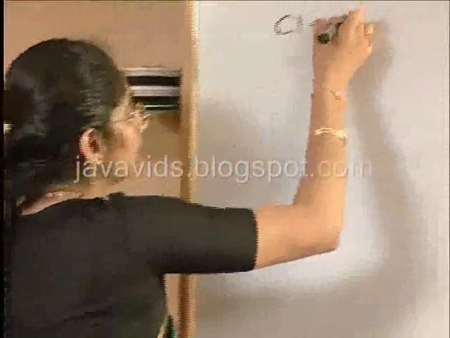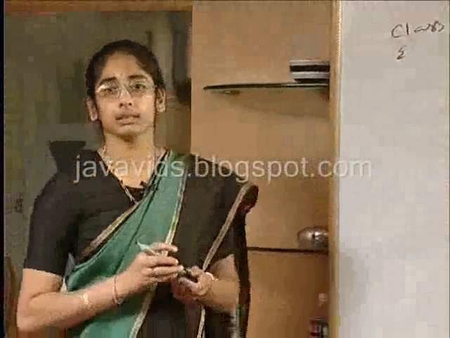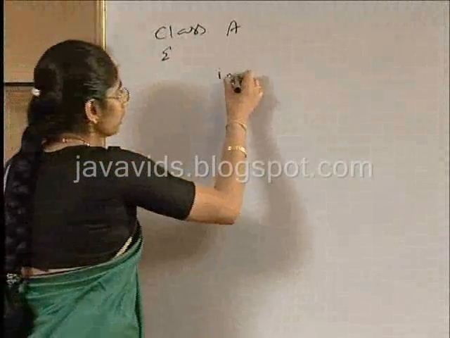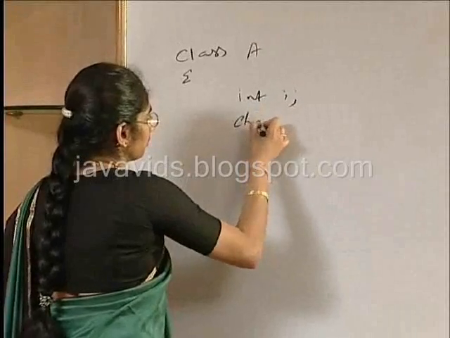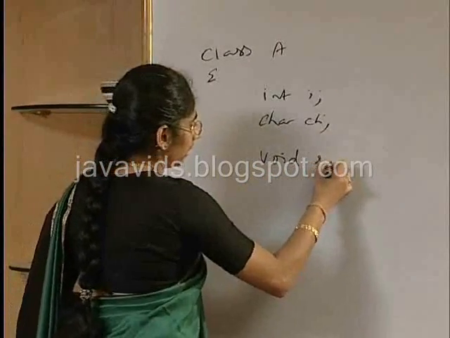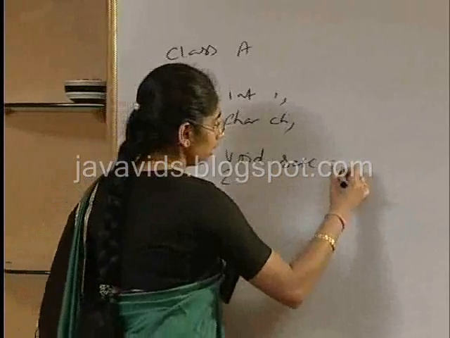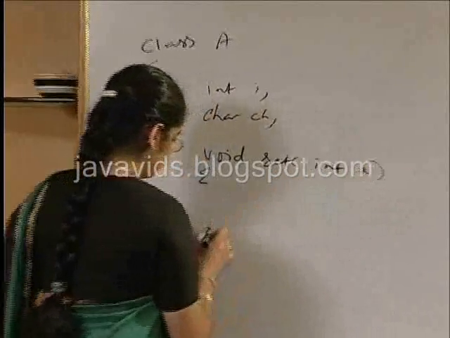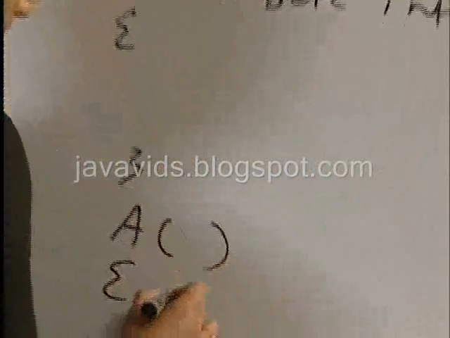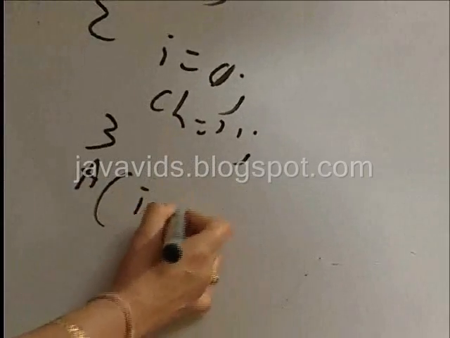Let's go back to our class A to cover a little more on constructors and other things. So we had class A with int I, char ch. We had void set, which might be taking an int parameter here. And we had a couple of constructors here.